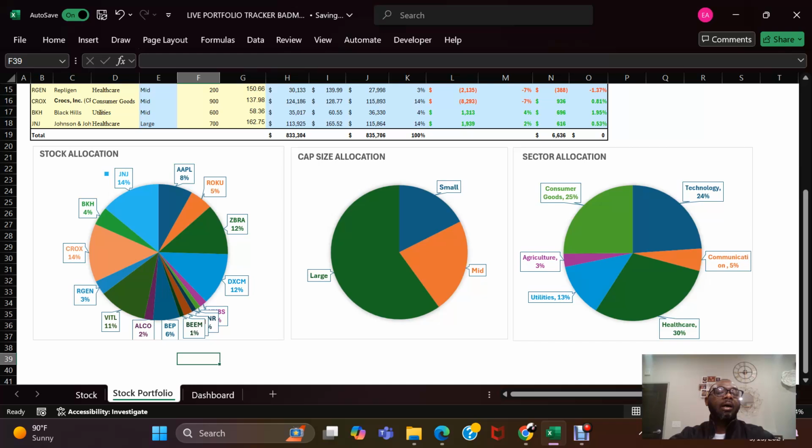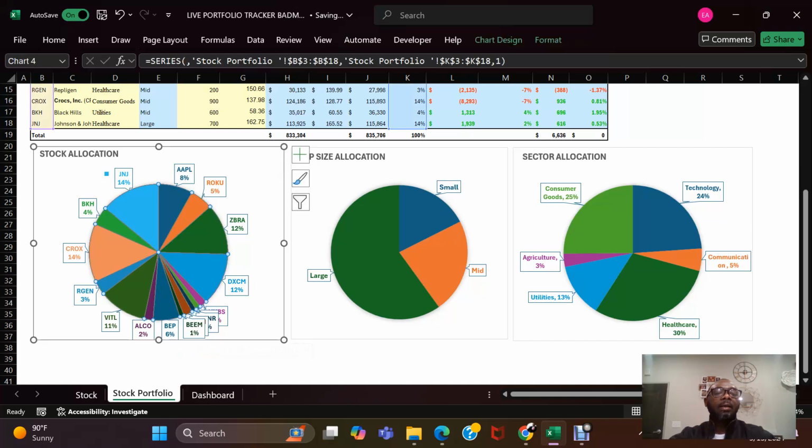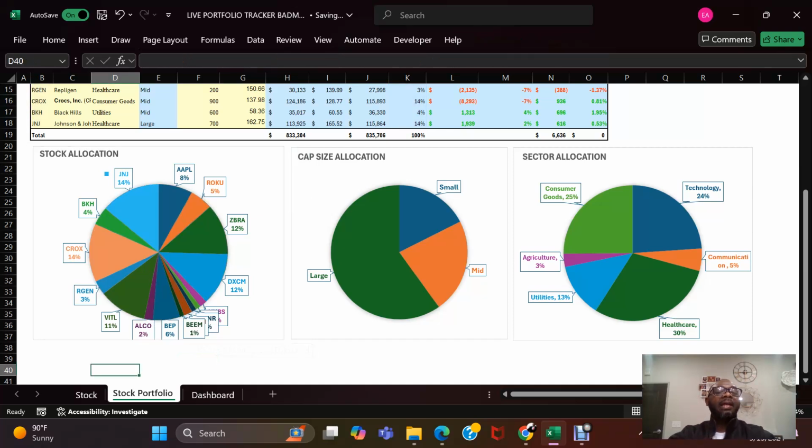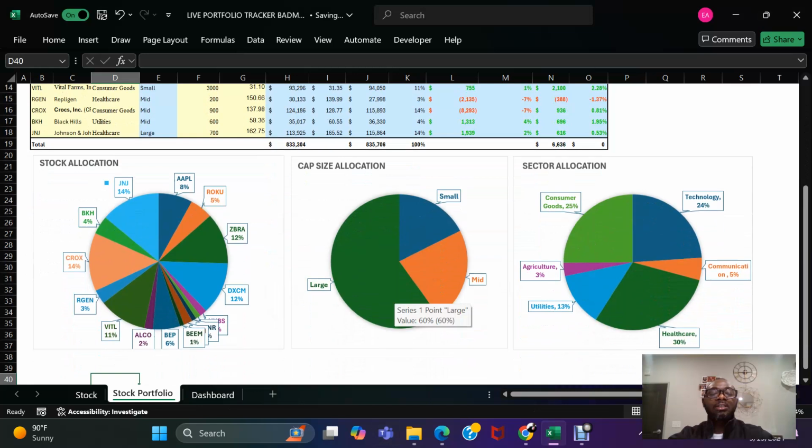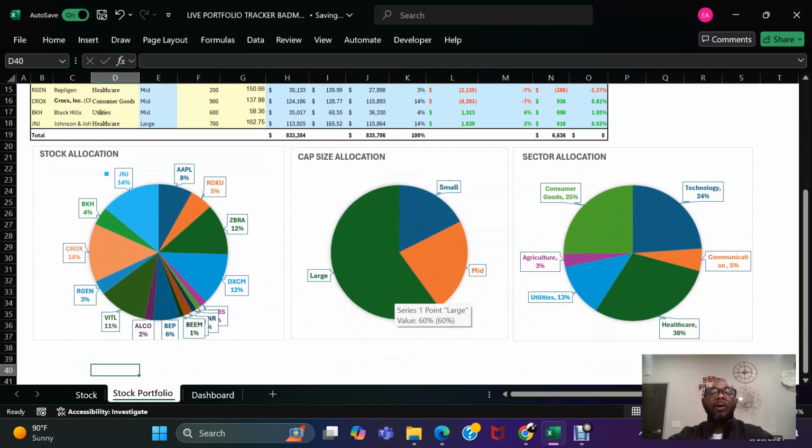So I think Beam has 1%, like that. This is the percentage that has been allocated to all these shares, and you have their color to suit with it. Then the next thing is cap size, the industrial cap size. This is showing us how much of the fund is allocated to different cap sizes.